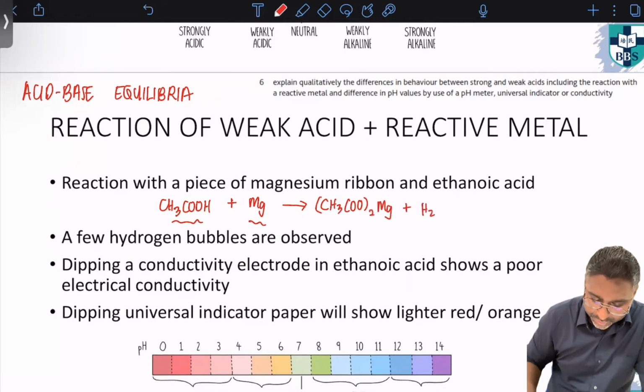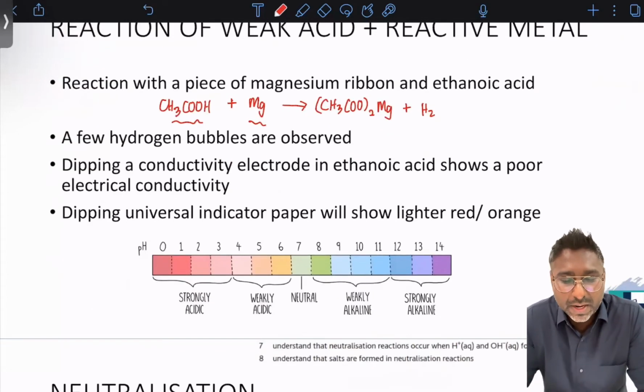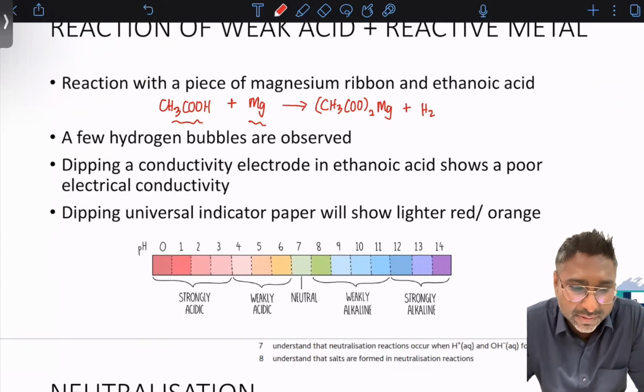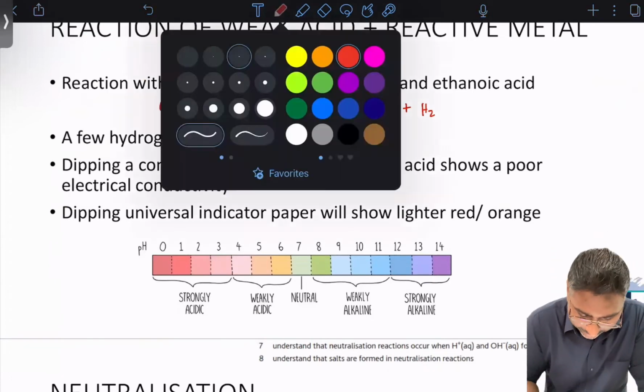Some of you will be wondering, sir, normally only the positive ions will be in front. Why like this? If you feel like that, it's okay.